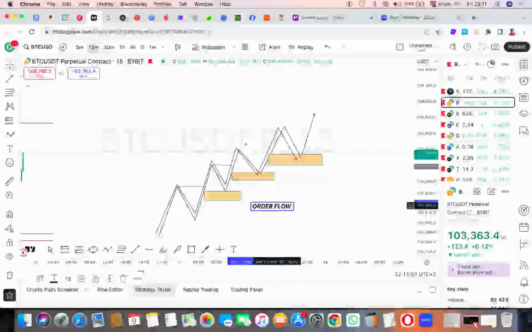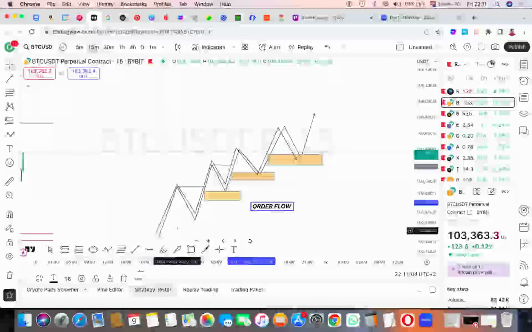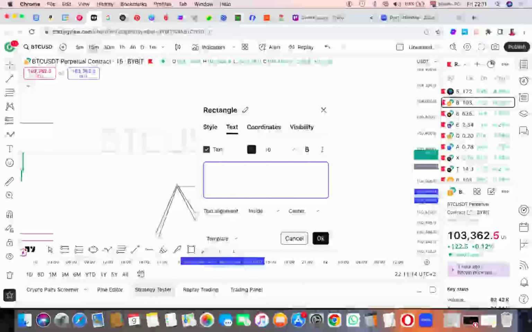We know the market is making all these moves to do one key thing: picking orders. So these are our order blocks.